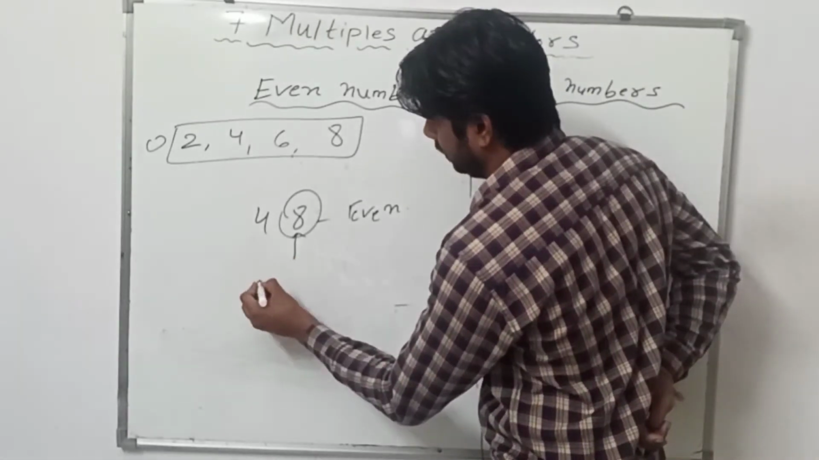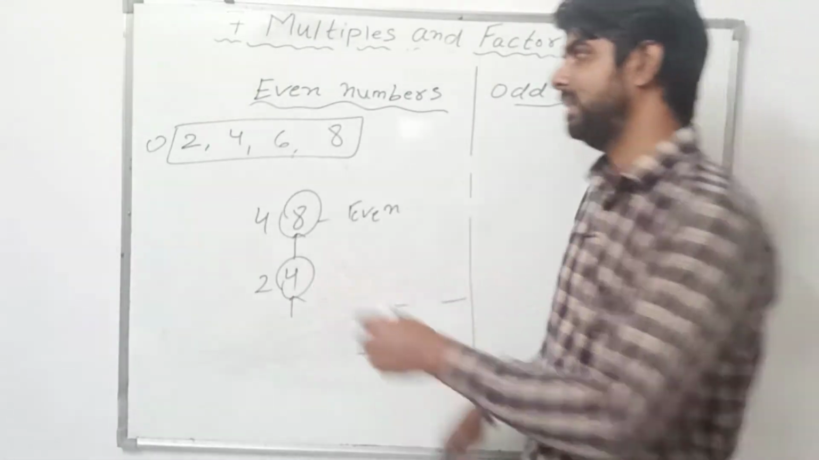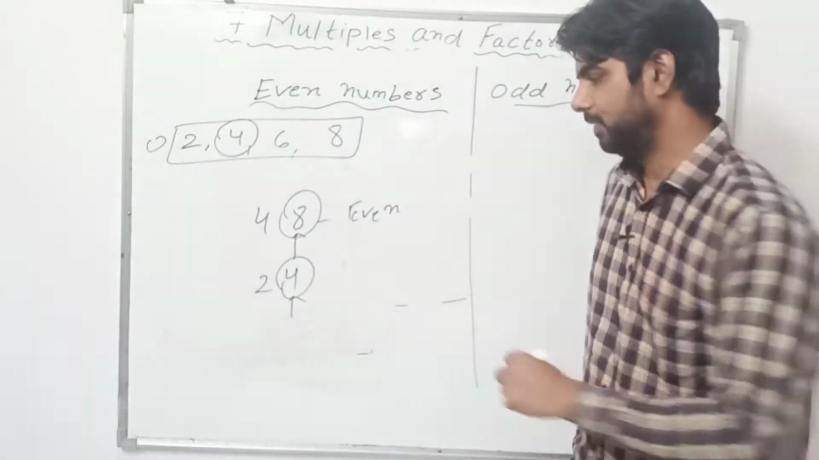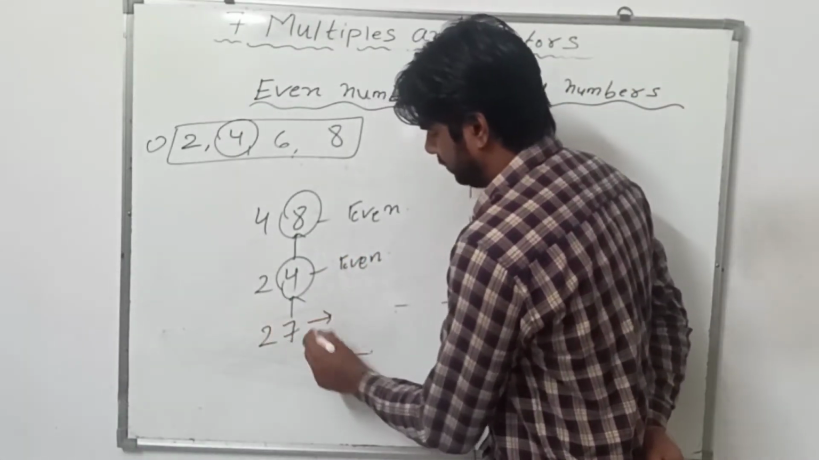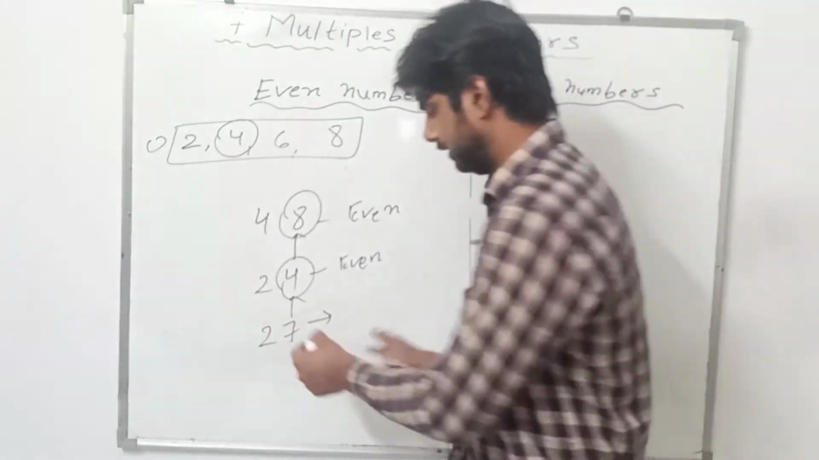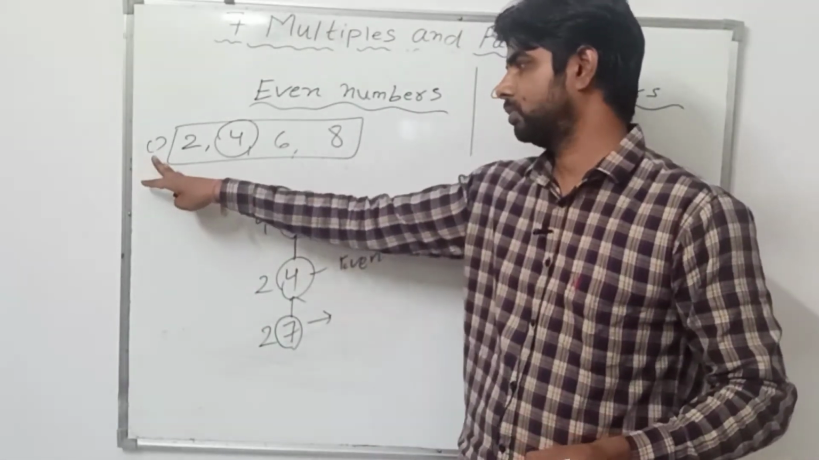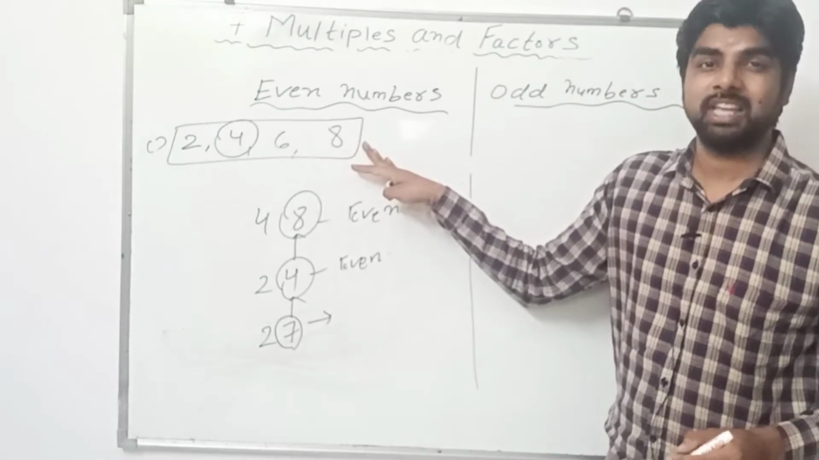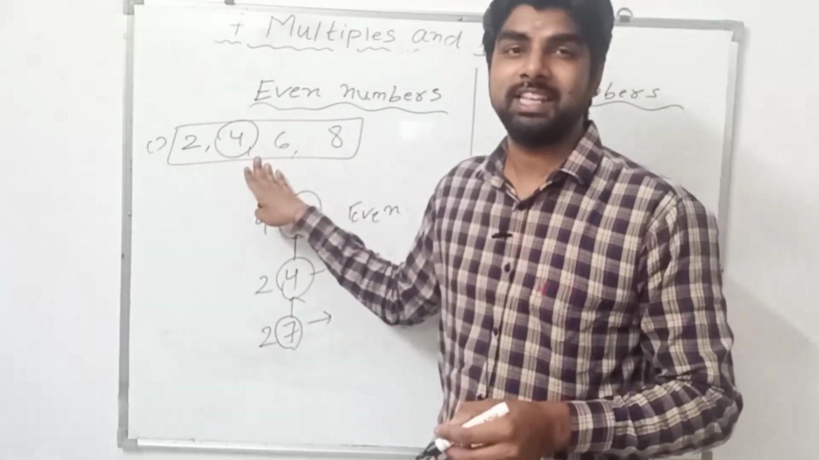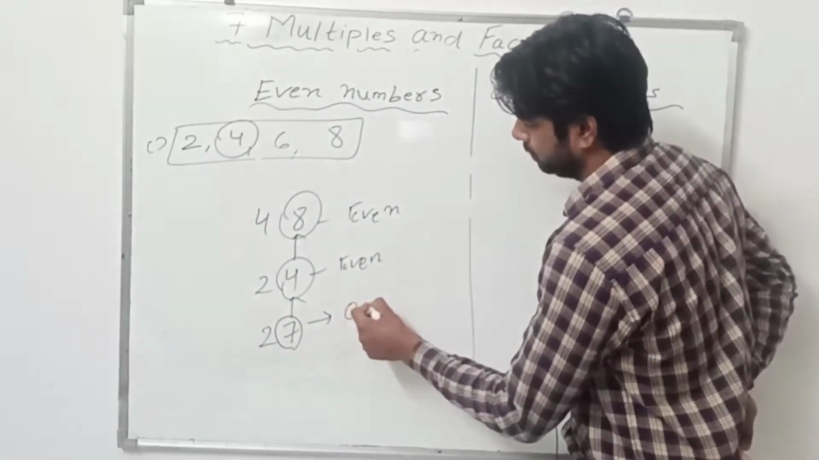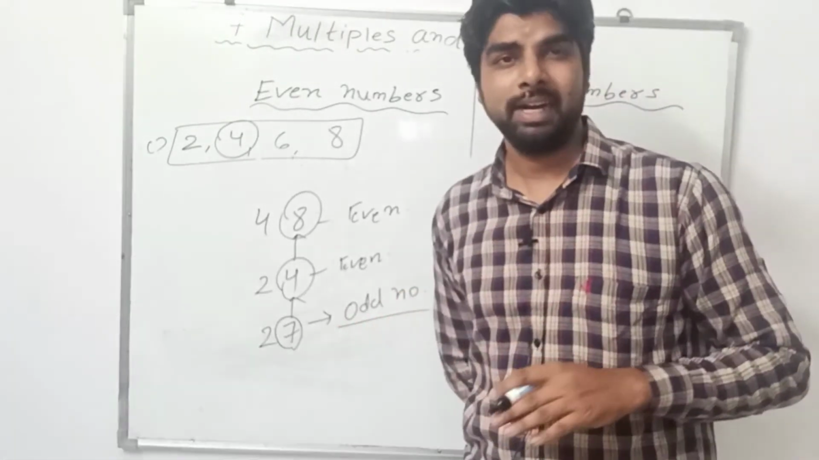Suppose I am writing 24. Here we can see that 4 is at the unit place. Means it is also an even number. Suppose I am writing 27. So here the unit place is 7. Okay? So is 7 here? No. 0, 2, 4, 6 and 8. No, 7 is not in the even numbers list. So if any number other than these numbers comes in unit place, that number becomes an odd number. So this is how we can find out even numbers and odd numbers.